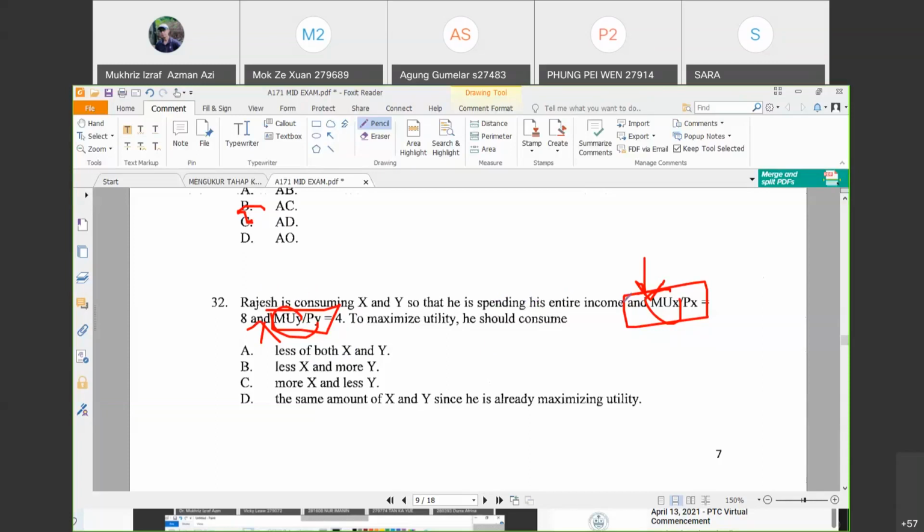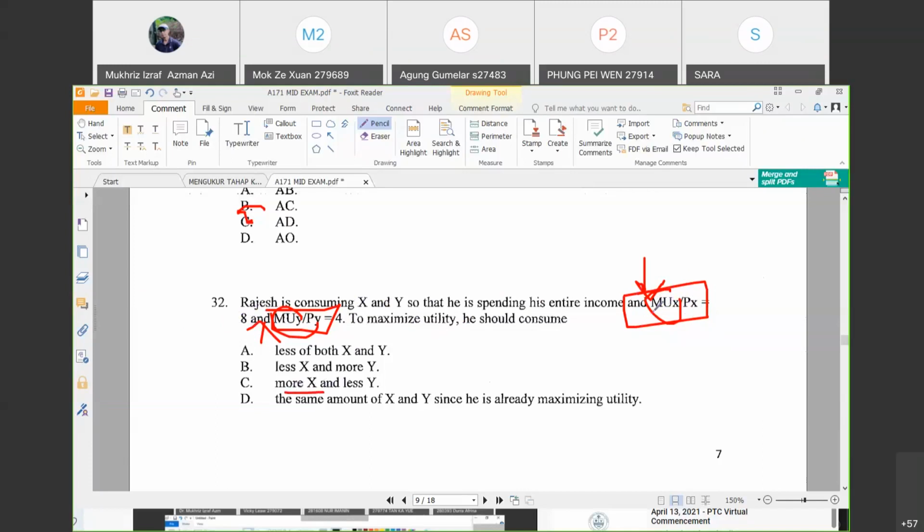MUX over PX is 8, MUY over PY is 4. So if you want to be at equilibrium, one must go up and the other one must go down. 8 is obviously higher than 4, so 4 needs to go up, 8 needs to go down. For 8 to go down, you cannot change PX. What you can change is the value of MU. If you want this ratio to go down, MUX must also go down. So MUX can only go down if you consume more of X.